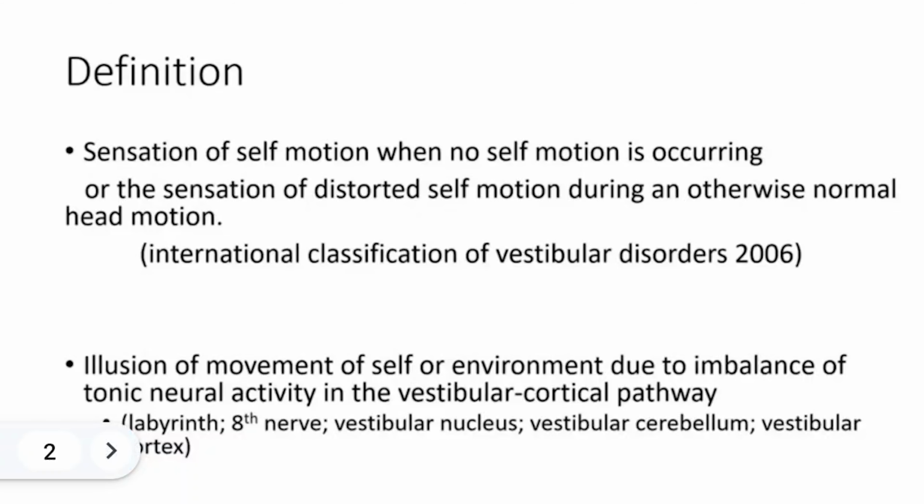See, the definition of vertigo is given by the International Classification of Vestibular Disorders. It is the sensation of self-motion when no self-motion is occurring, or the sensation of distorted self-motion during an otherwise normal head motion. The other definition is, it is an illusion of movement of self or environment due to imbalance of tonic neurological activity in the vestibulocortical pathway.